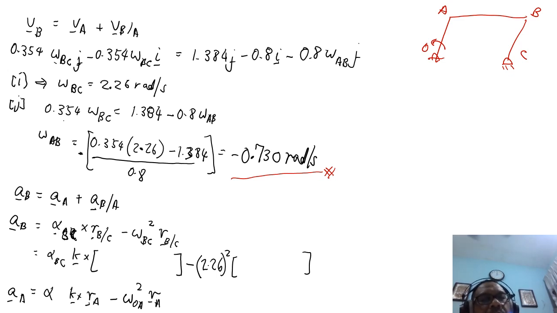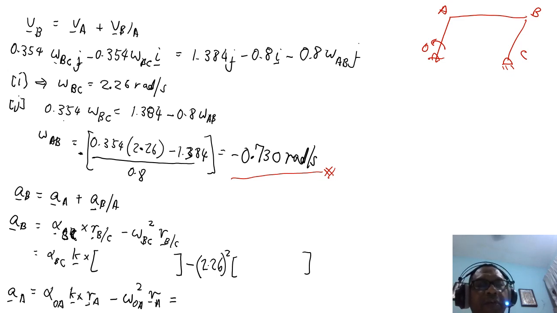Excuse me. This is alpha OA cross position vector. Yeah, so alpha OA is also given. Let me find it. Okay, you have to look for that. So take some time and try to find the values.